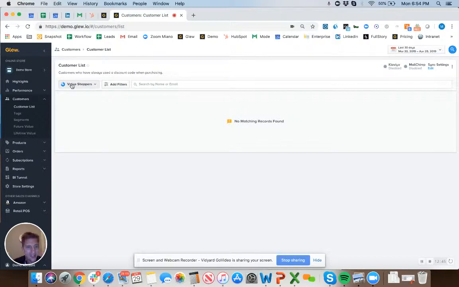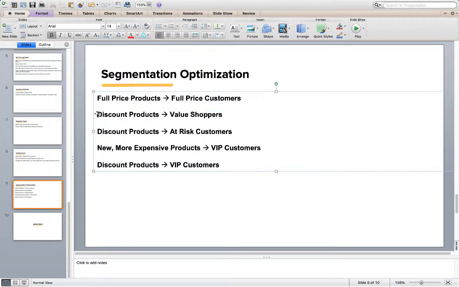And the magic in this exercise is not necessarily for such an obvious move, but saving the opportunity cost, which is saving the full price product for the full price customer. You're actually knocking out both of these stones at once if you do this correctly.